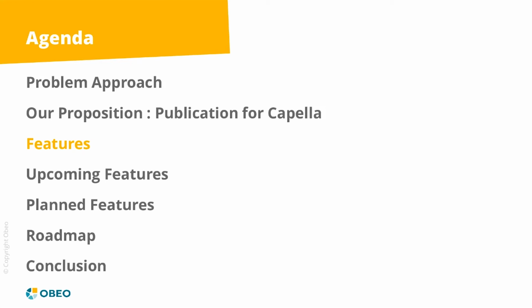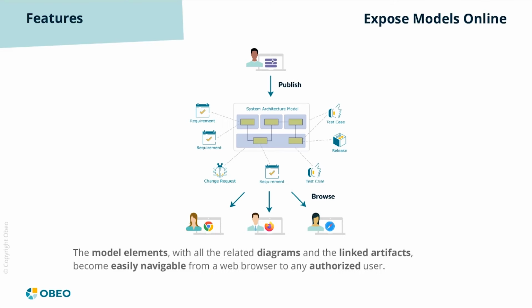Okay, let's go over some of the features of publication for Capella. The main feature, well, there are two use cases covered by publication for Capella. So the first feature, the first use case we cover is the exposition of models online. So Capella models get published by system engineers from Capella to a server that exposes these models online through a web browser interface that can be easily browsed by any stakeholder.